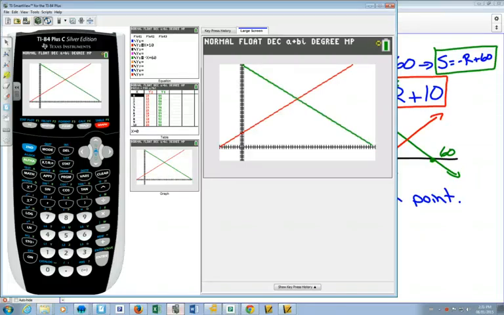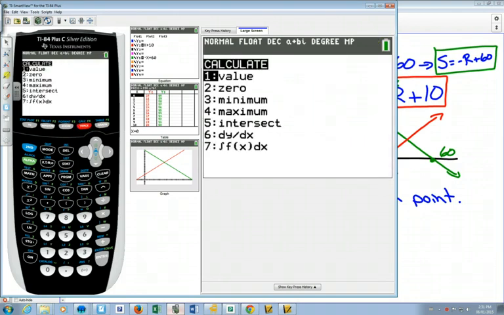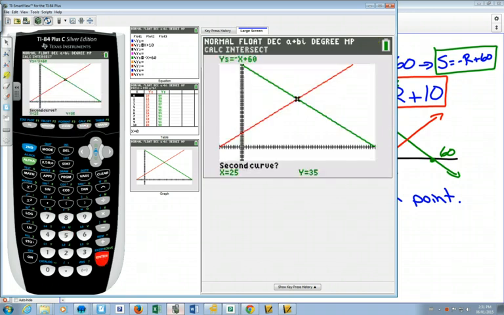There they are, and they intersect. Did anybody figure it out? 60 text messages, sent 10 more, 25 and 35. Okay, good. Let's see if that's right. Second, calculate. Well, it is right, but let's see it show up on our calculator as well. Enter 3 times. 25, and 35. Perfect.